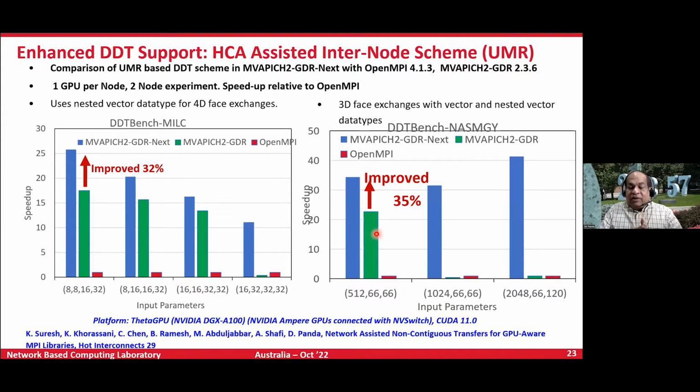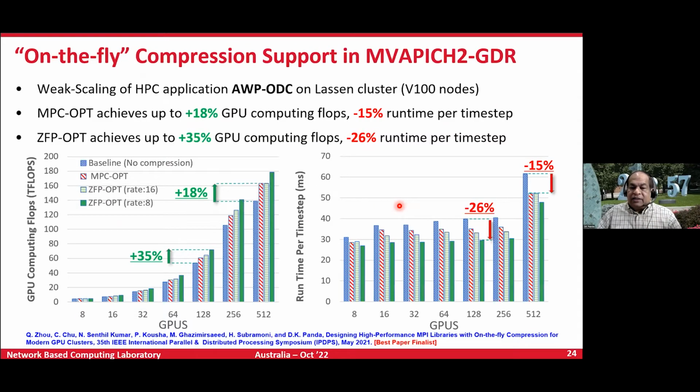Now, those designs have been there already, so now we are trying to go to the next level of design. This is a new design which is coming up: enhanced derived data type support together with UMR, the Unified Memory Registration scheme from Mellanox/NVIDIA. We just published this paper at the Hot Interconnects conference in August. As you can see, this is our new design running applications like MILC and NAS MG. We are able to improve performance by 30%, 35%. This design has not yet been integrated; it will be available in the next release.